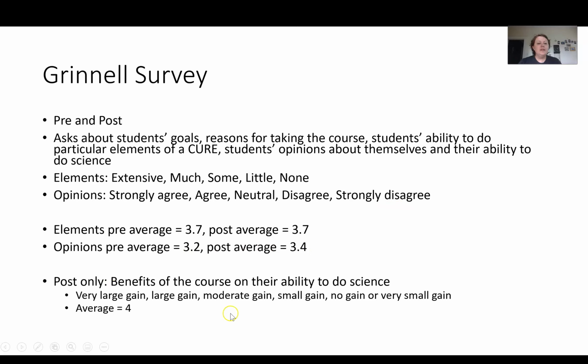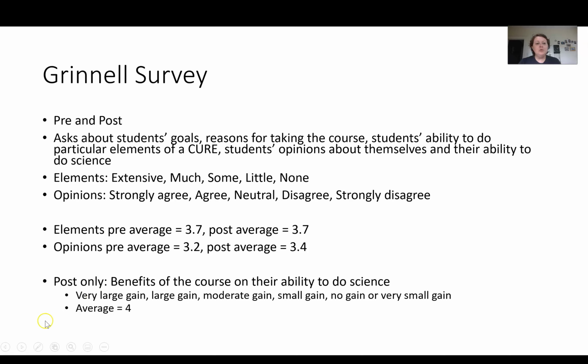But the one thing that I think is really interesting is that on the post, they also have a section on how much the students thought the course benefited them and sort of the gain that they had on their ability to do science. So this goes from very large gain all the way down to no gain or very small gain. Again, very large gain would be a 5, no gain or very small gain would be a 1.